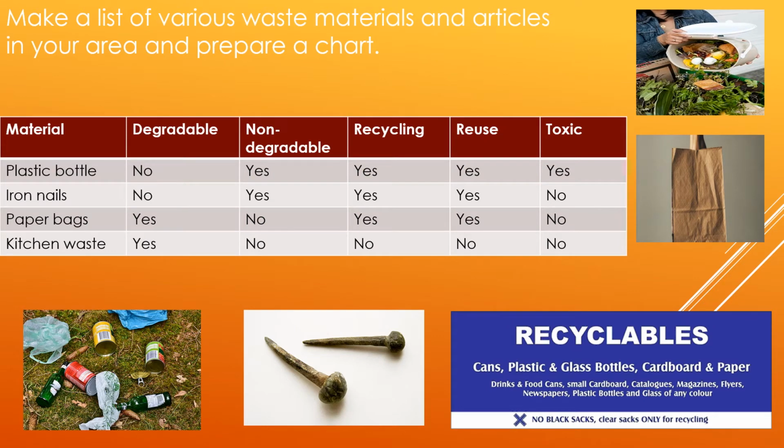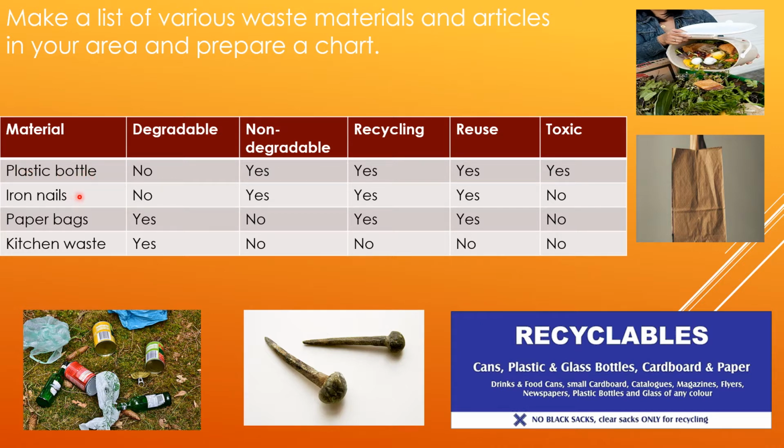There is one activity we have to do, which is given on page number 102 in your textbook. That activity is: make a list of various waste materials and articles in your area and prepare a chart. So you can make the list of waste materials. You can take any of the waste material here. Now one example is given in the textbook, that is plastic bottle.